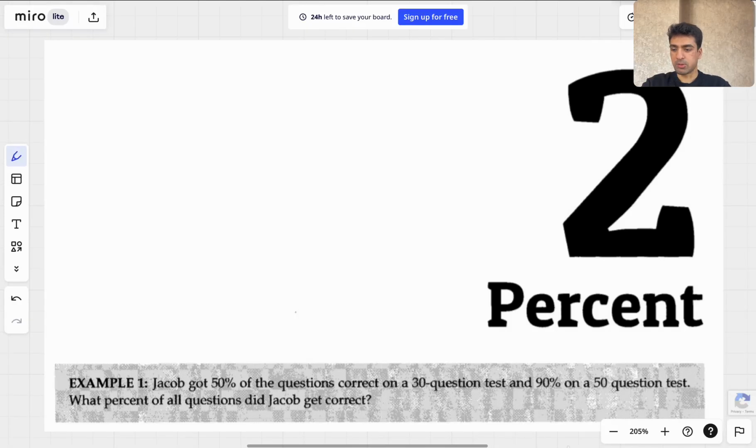All right, chapter two, this is percents. So basically, a percent is a fraction. For example, let's say you have five boys and six girls, right? And the question is, what percent of all students are boys?